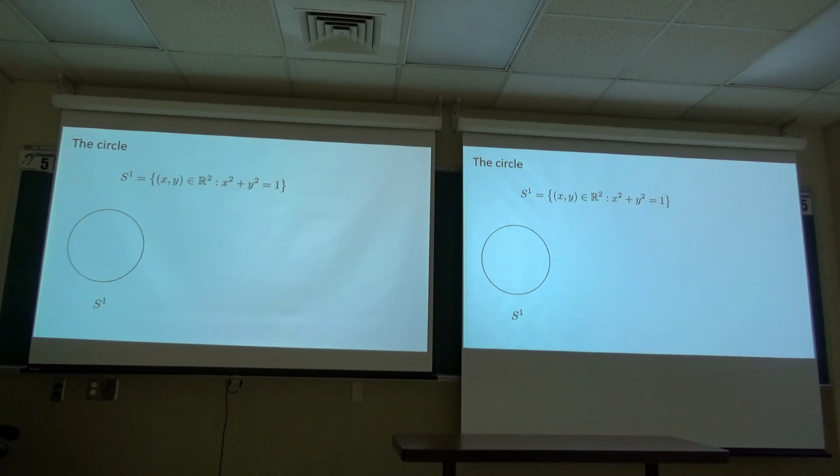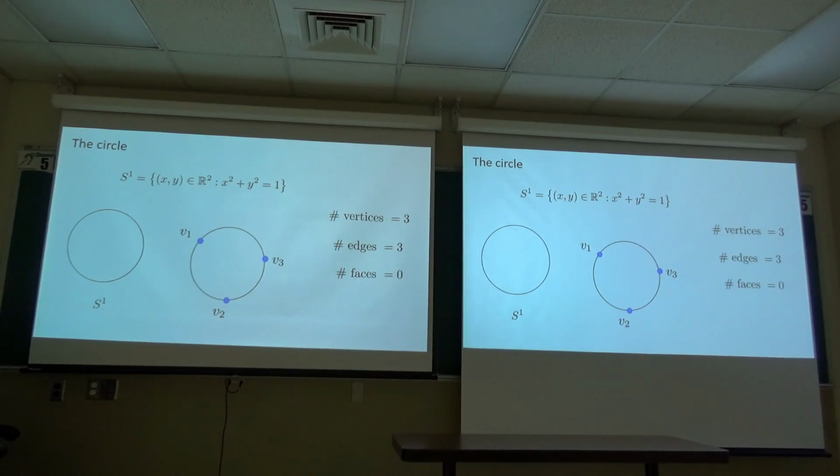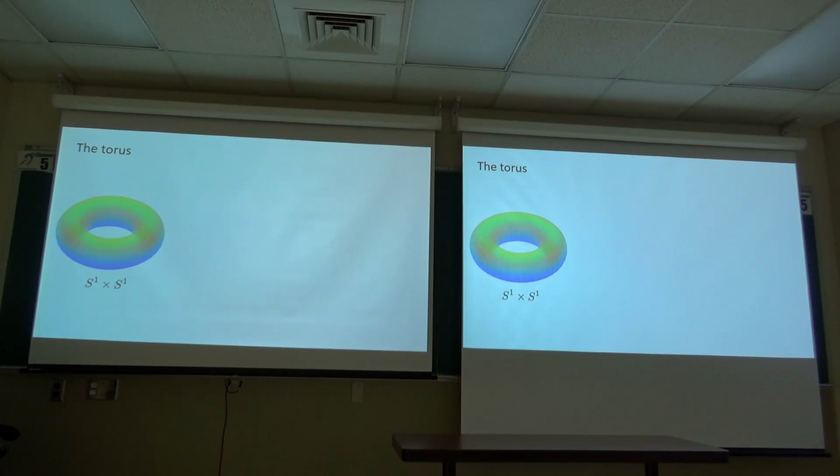Let's say that we start with a circle in R2, just x squared plus y squared equal to 1. Let's triangulate it. Boom, that is a triangulation of the space, right? So I've divided it into vertices and edges, and I can compute the Euler characteristic of the space. Vertices minus edges plus faces, 0, right? Hopefully 0. Yeah, 0.